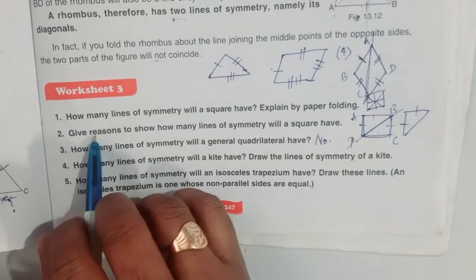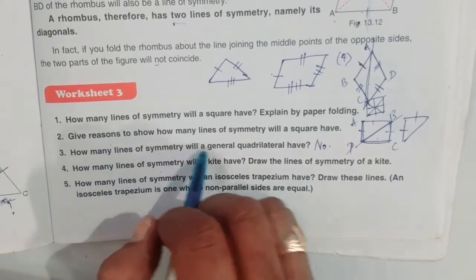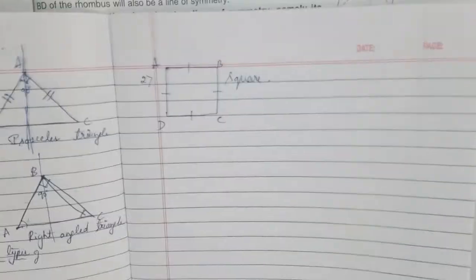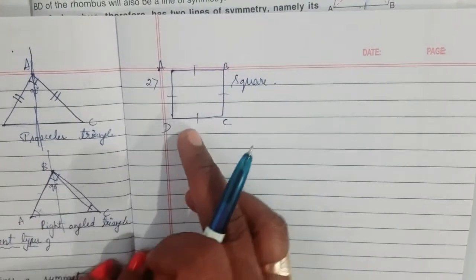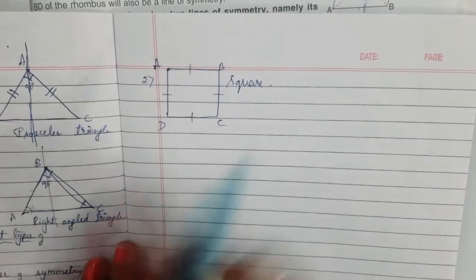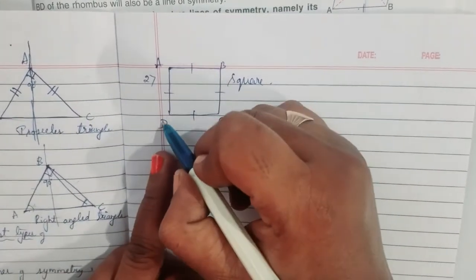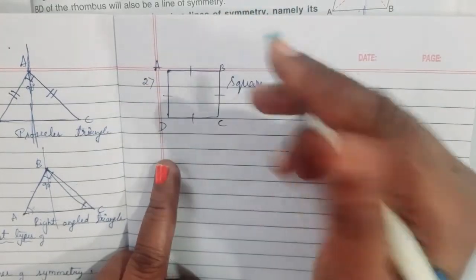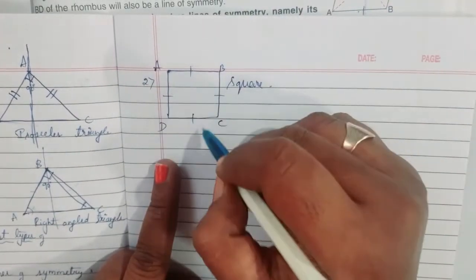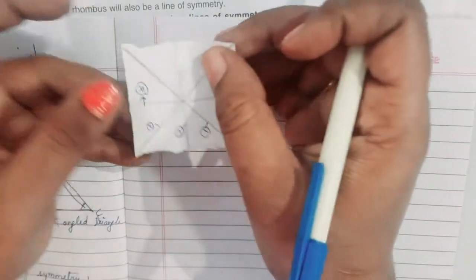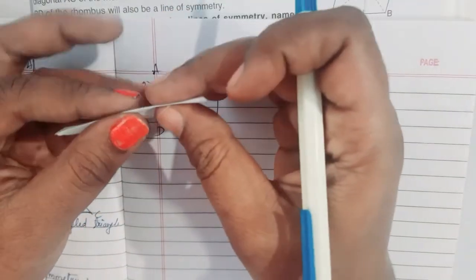Next is question number 2. Give reasons to show how many lines of symmetry a square will have. Here is a square, children. We have to give the reasons. How many lines of symmetry will a square have? We know we will have 4 lines of symmetry in a square because all the 4 sides are equal. Not only that, children, the other reason is when you fold along the corners.